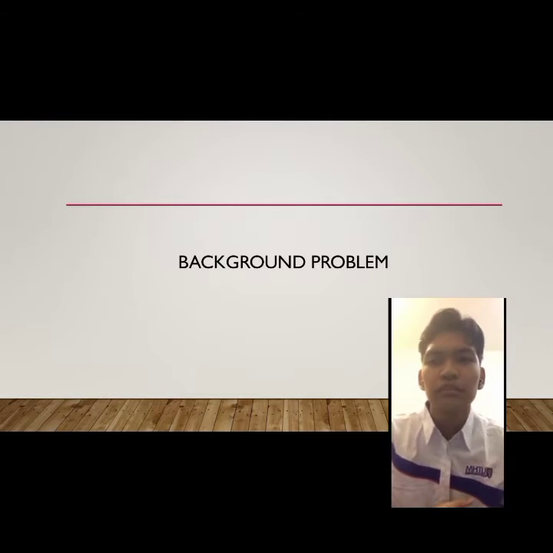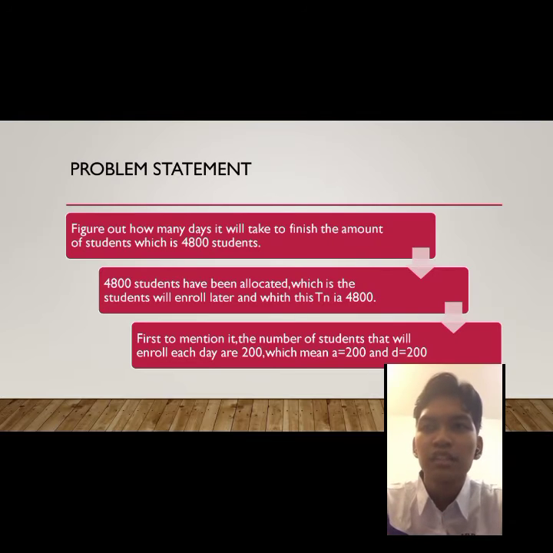The background problem has 2 problem statements. The first problem statement, we figure out how many days it will take to finish the enrollment of students, which is 4,800 students. 4,800 students have been allocated, which is the number of students who will enroll later, and this Tn is 4,800. First to mention, the number of students that will enroll each day is 200, which means a equals 200 and d equals 202.